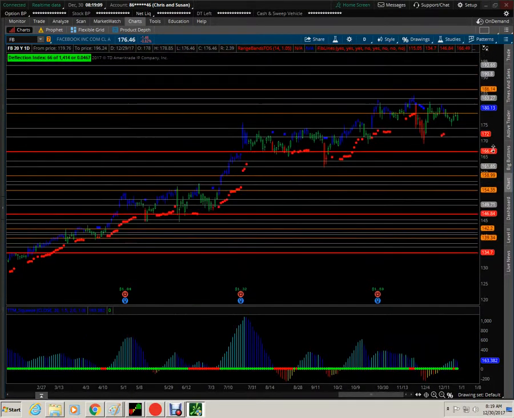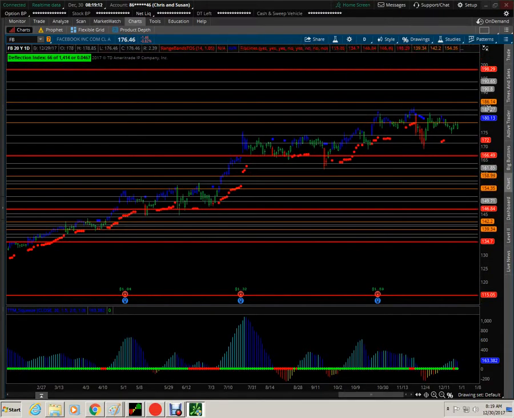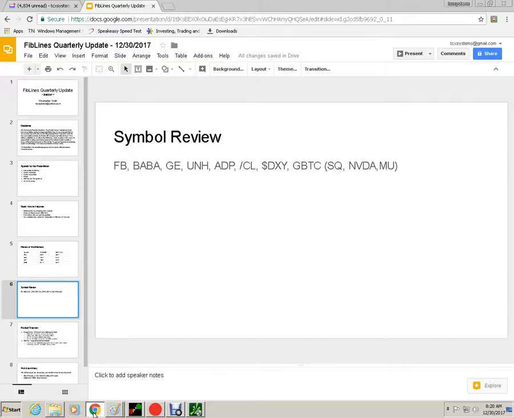And if you drag up here, you can see that the 423% line is up here at $198. So this is the kind of analysis you can do with FibLines you can't do with other studies. So I'm sticking with Facebook with a target of $198.29.